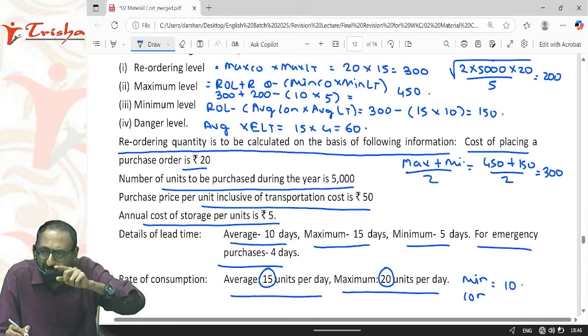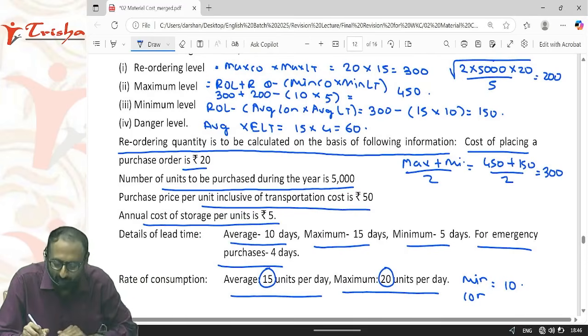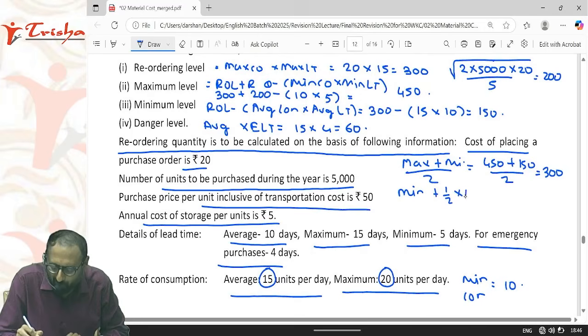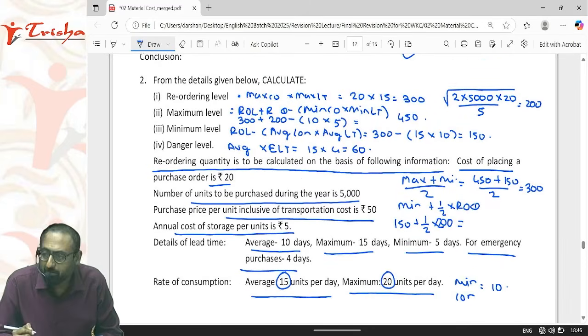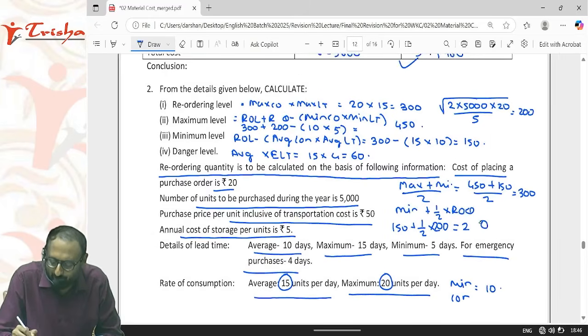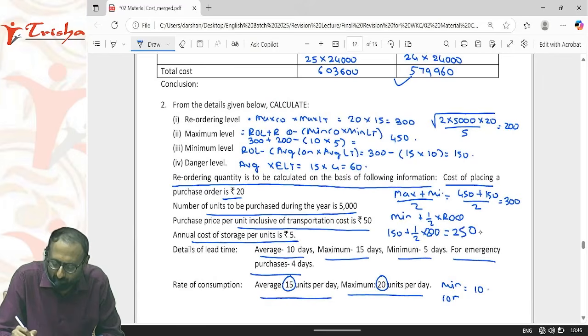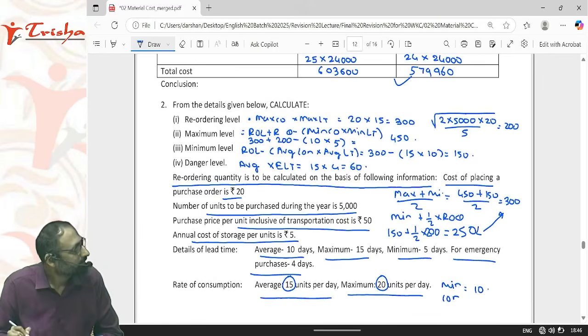One more formula I told you which will give you a different answer. Formula will be minimum level plus 1 by 2 into ROQ. Correct, sir? Your minimum level is 150 plus 1 by 2 into reorder quantity is 200. 200, na, Sirji? EOQ is 200. So what will be your answer? Is it 250? As I told you, both will give different answers. So always try to write both of them.